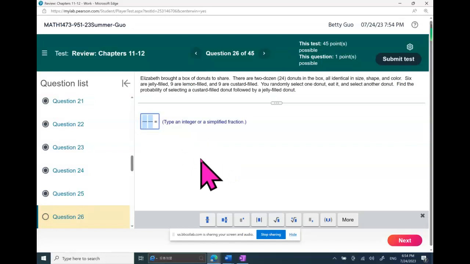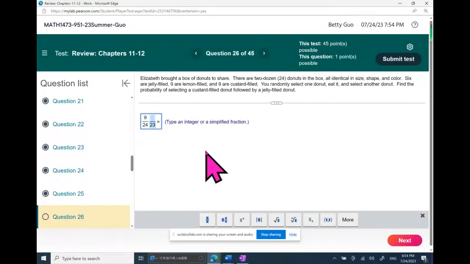So you have 24 donuts, right? Among the 24 donuts, how many of them are custard-filled? Custard-filled, 9 of them. So 9 here. And then multiply by the probability of the second time you get a jelly-filled. Remember, they are not independent. Since the first time you ate a donut, you do not have 24 donuts left in the box anymore. You only have 23 left.